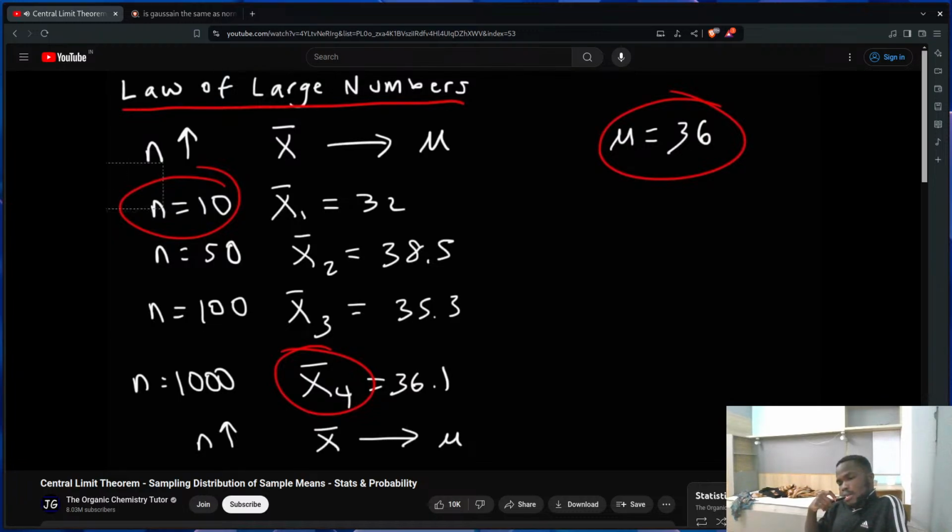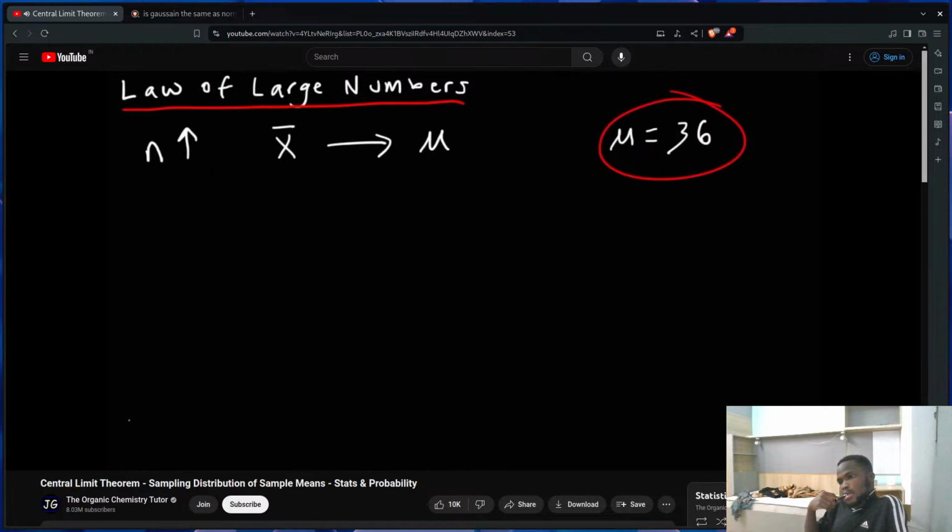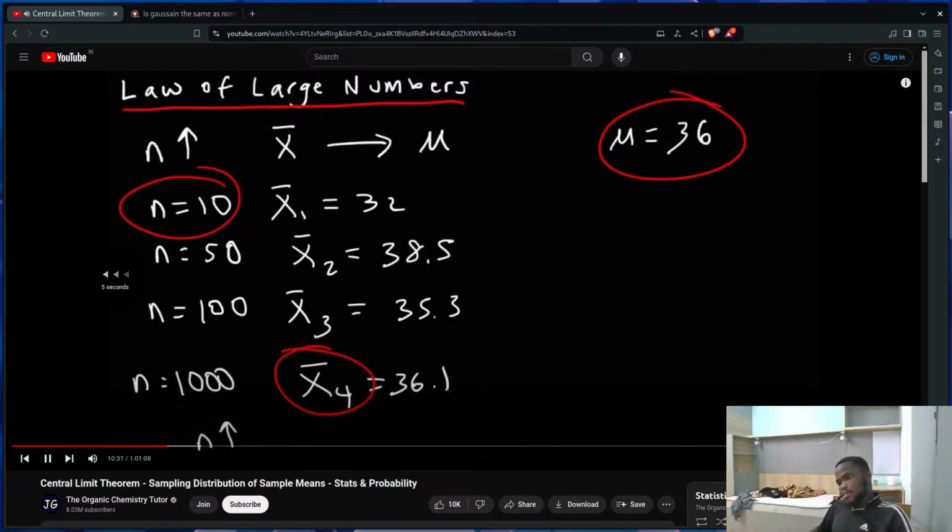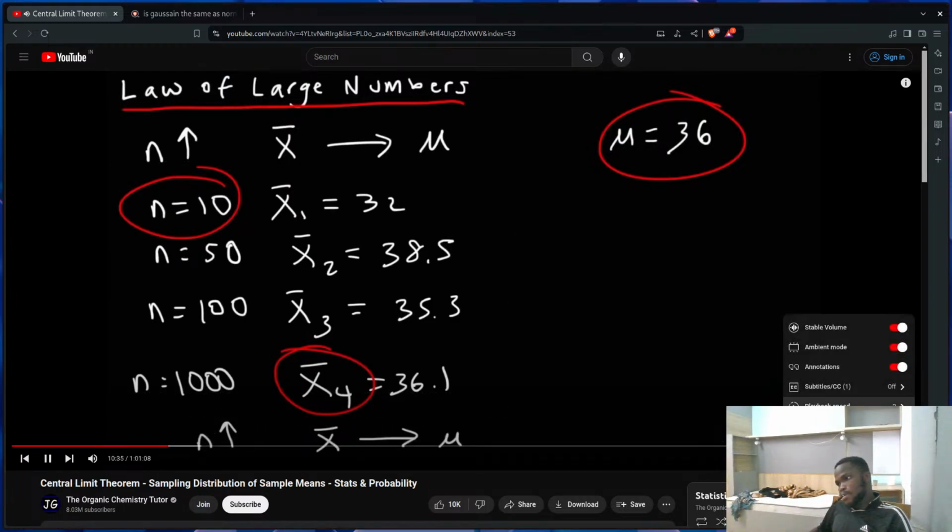Now let's think about this. If the mean of one sample can approximate the population mean if that sample is large enough, what about many samples?